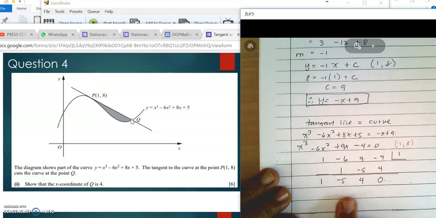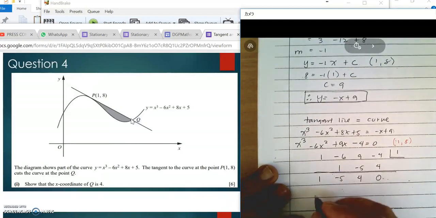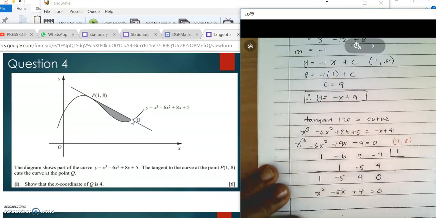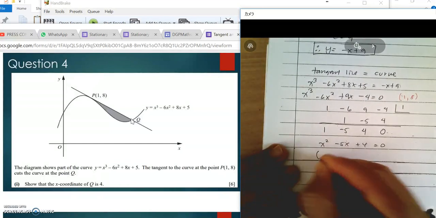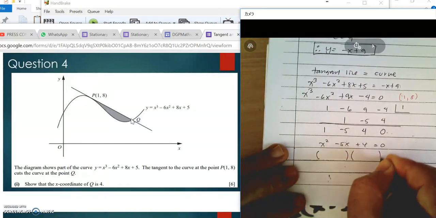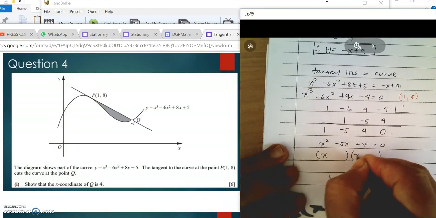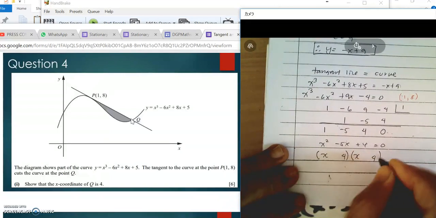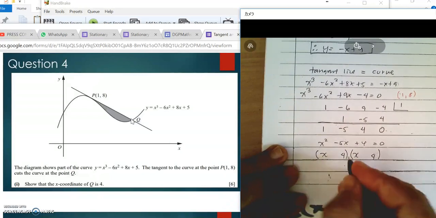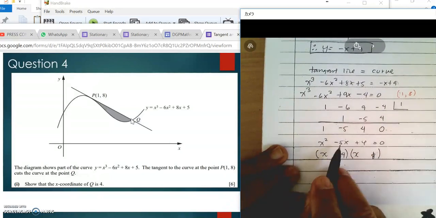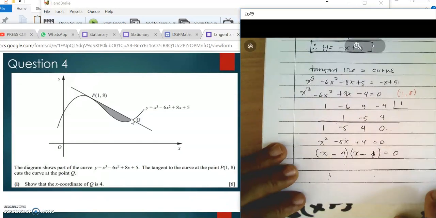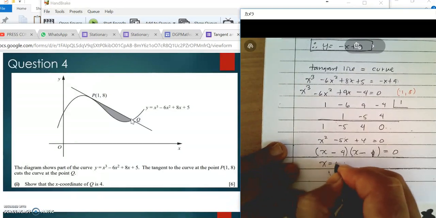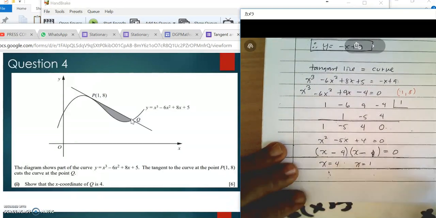So therefore, this is now the quadratic equation: x squared minus 5x plus 4 is equal to 0, which can be factored easily. Let's factor it out. x and x, and the factors of 4 that give negative 5 are negative 4 and negative 1. So that's equal to 0. Therefore, x equals 4 and x equals 1.